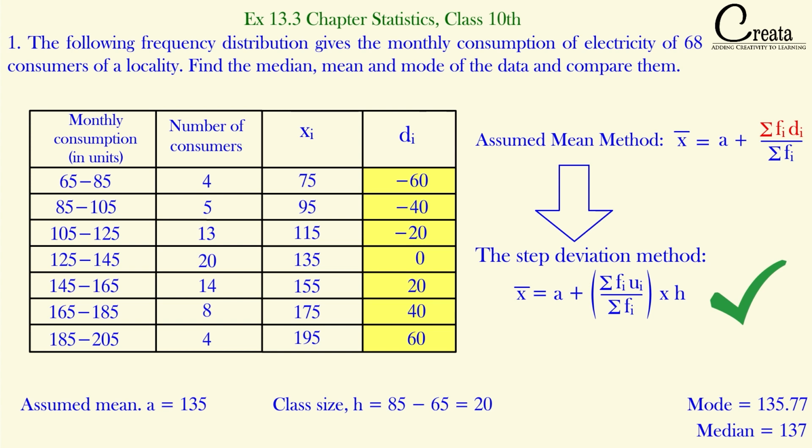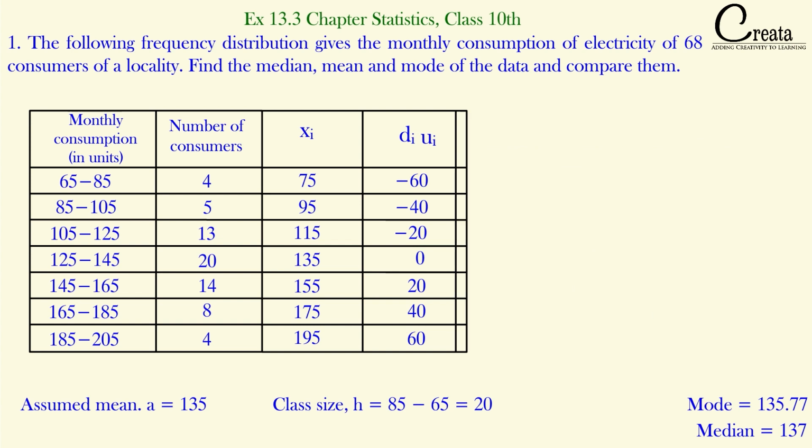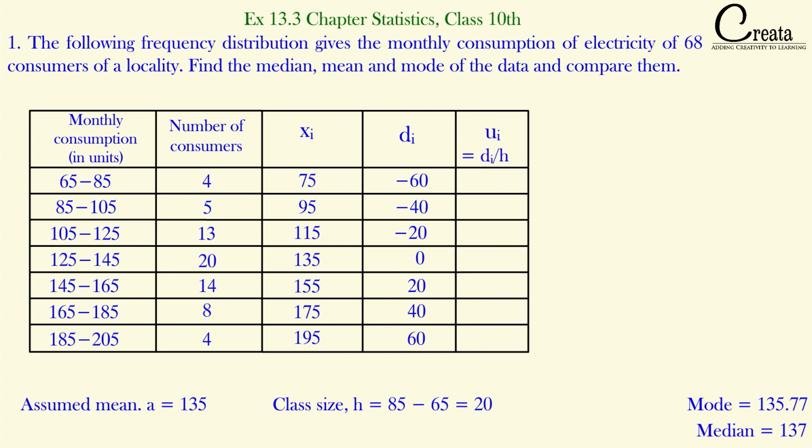So this is the formula of step deviation method. Here we have to calculate fi into ui. For that we have to calculate ui, which is deviation upon class size. So here we will divide all these values of the deviation with 20, which is the class size. Minus 60 upon 20, it is minus 3. Minus 40 upon 20, it is minus 2. Further, it is minus 1, 0, 1, 2 and 3. If you are feeling I am going slightly fast, you can pause the video and check all the calculations. Okay, it will be helpful.